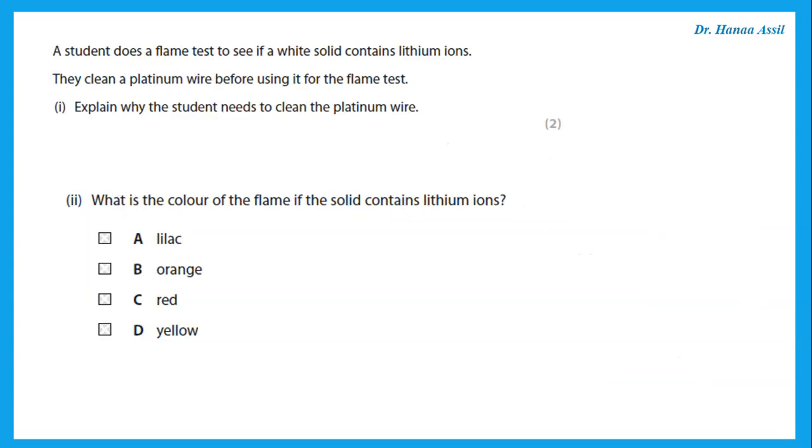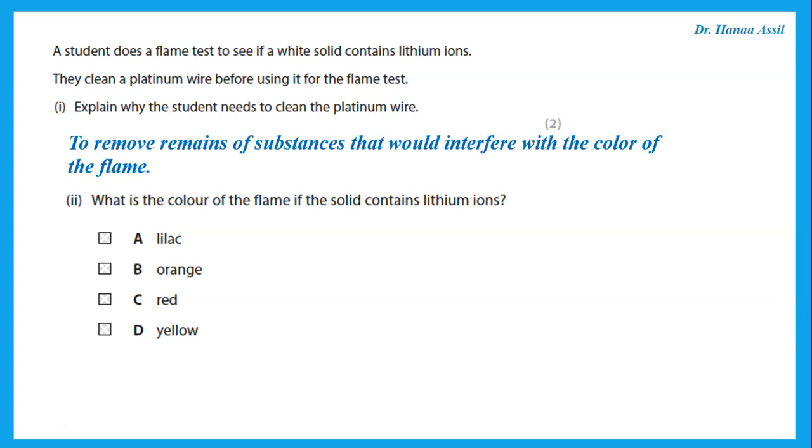A student does a flame test to see if a white solid contains lithium. They clean a platinum wire before using it for the flame test. Explain why the student needs to clean the platinum wire. Remember, the first thing we do in a flame test is clean the platinum wire by dipping in concentrated HCl. This is to remove remains of any previous substances that would interfere with the color of the flame.